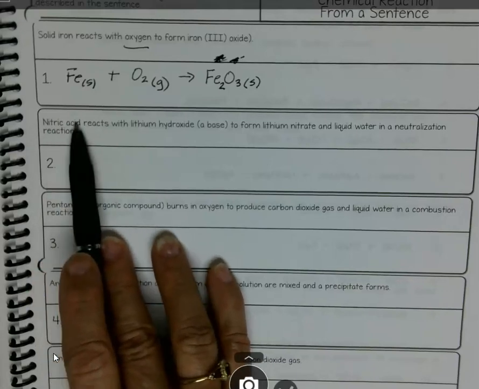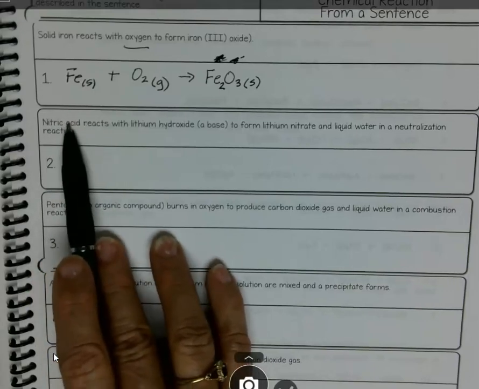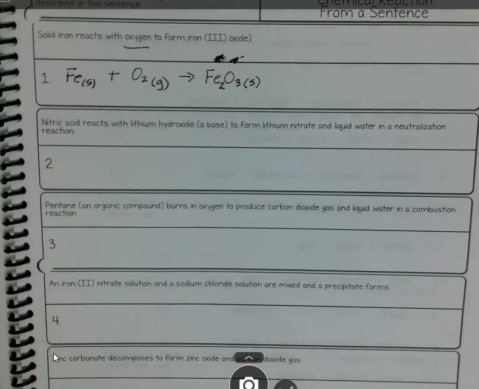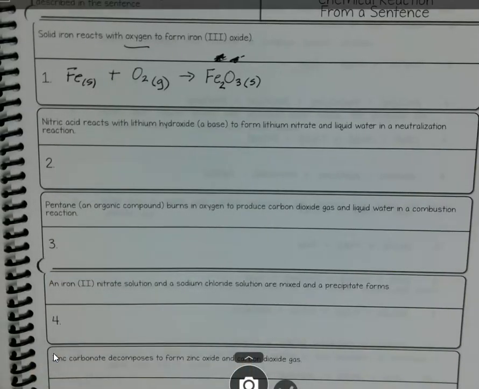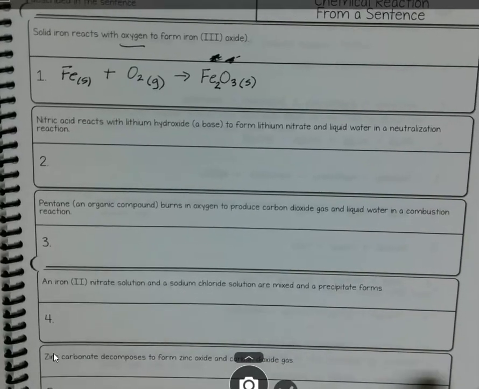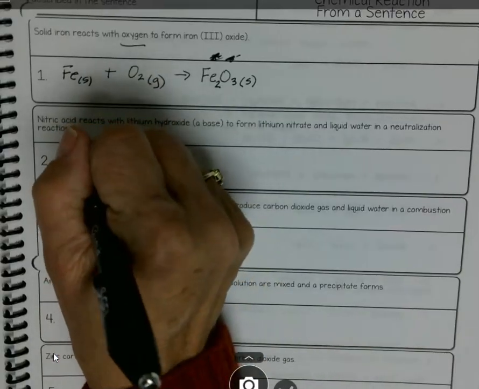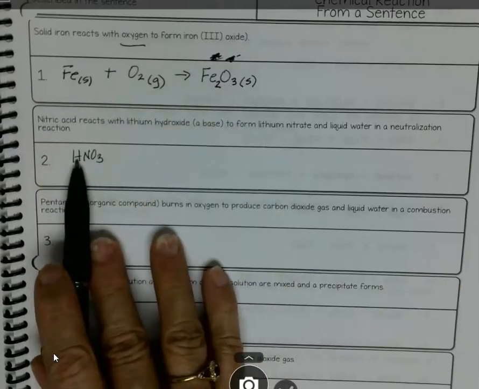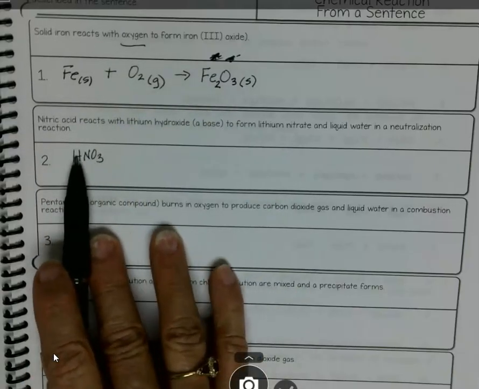Nitric acid, I probably won't give you anything with an acid on there because I'm not going to expect for you at this point to memorize those. Now our next chapter is acids and bases, and at that point I will expect you to know your acids. But nitric acid is HNO3. It comes from nitrate, and then we put the H on there.